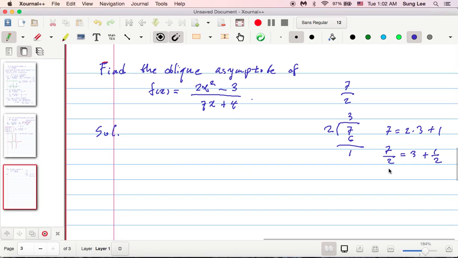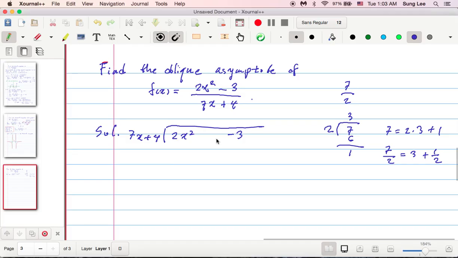Okay, so we can write it this way. That's exactly what I'm going to do. To do that, we will actually have to divide 2x squared minus 3 by 7x plus 4 using a long division.